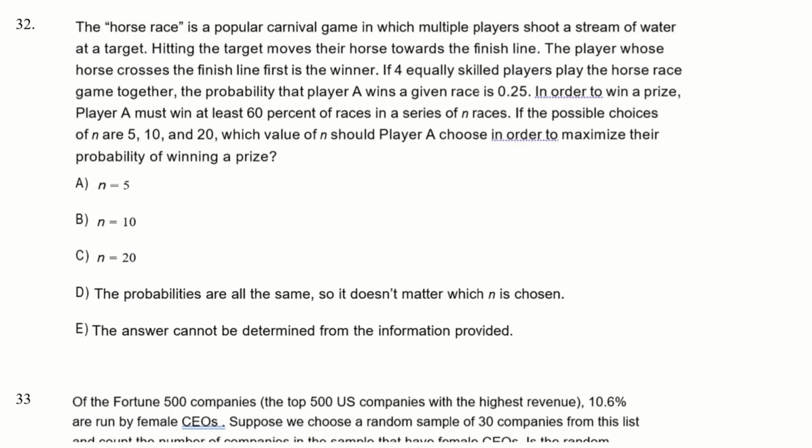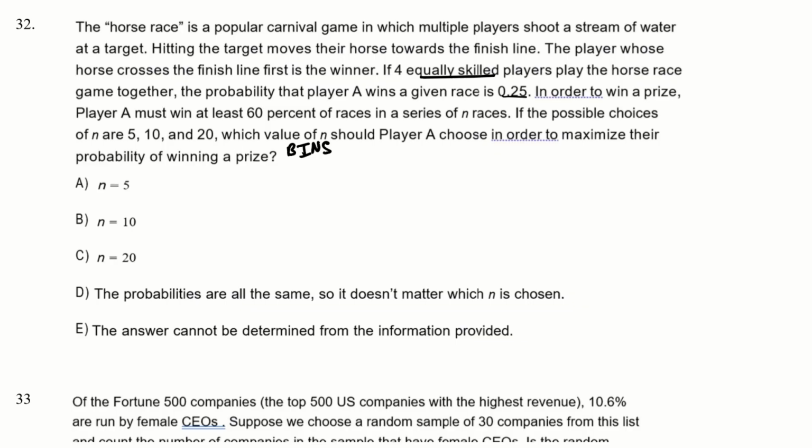All right, so this should be a binomial. So we have BINS. B is for binary, so either they win or they don't. Each player is equally skilled, and they're independent of each other, so I is independent. And the number of trials is the same, depending on whether it's 5, 10, or 20 races. If we choose A, it's going to be 5 trials, and that's constant. And then S, the probability of success, is the same, 0.25.